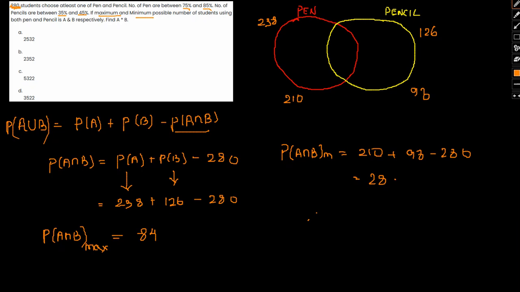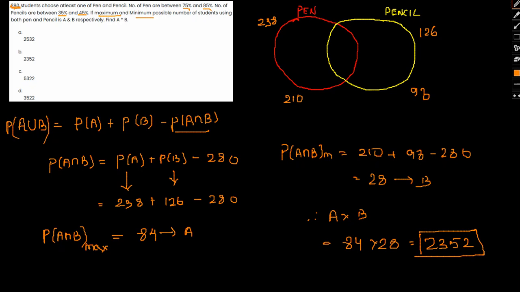So therefore let the maximum value be A and the minimum be B. Therefore A into B can be written as 84 into 28, or 2352, which should be our answer, option D. Pretty straightforward, I guess. I don't think you should have much trouble in this regard.